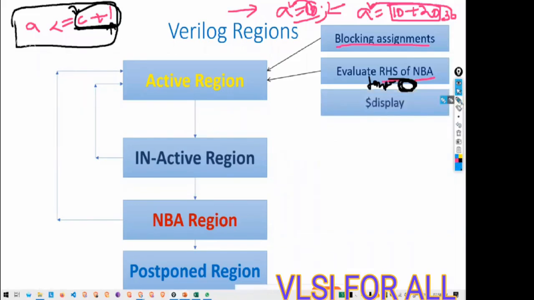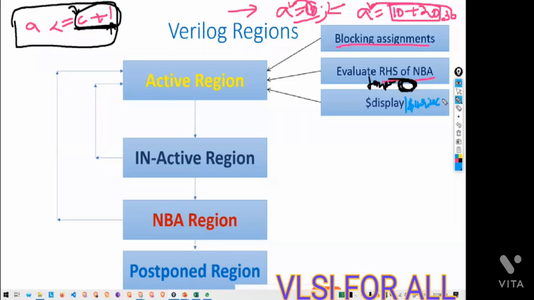Next, we have dollar displays evaluated in active region as well as dollar write. You guys know about dollar write? Yes, sir. Okay, dollar write. Now evaluate inputs and outputs of the primitives, your AND gate, OR gates, basic gates, those primitives. So the inputs and outputs are evaluated in the active region. Next is the #0 assignment in inactive region.